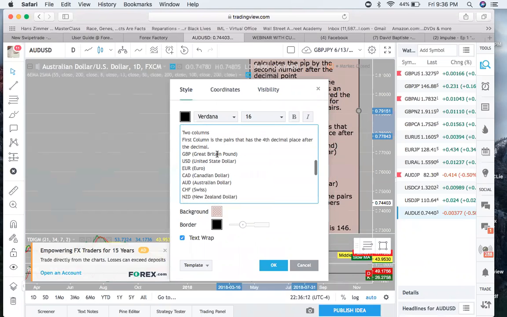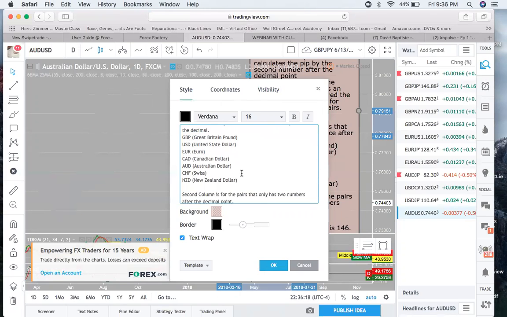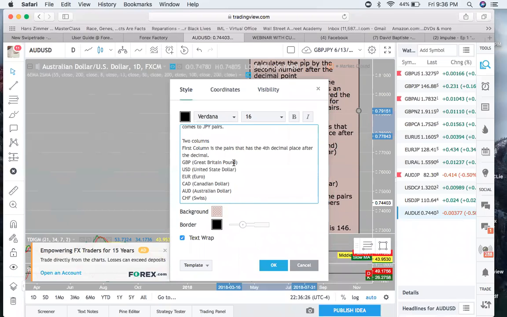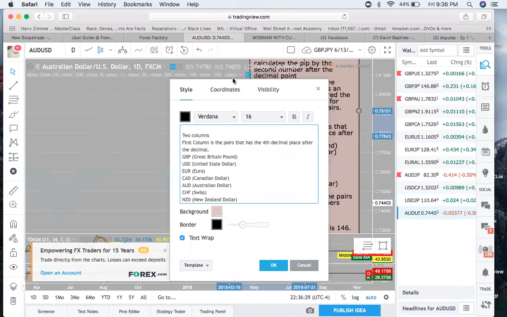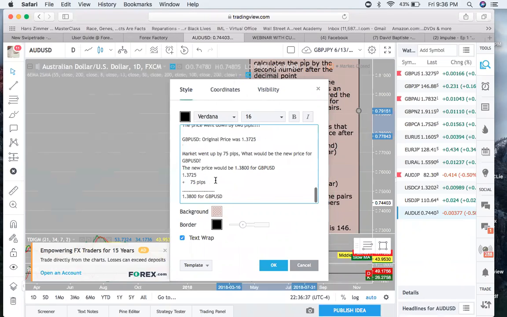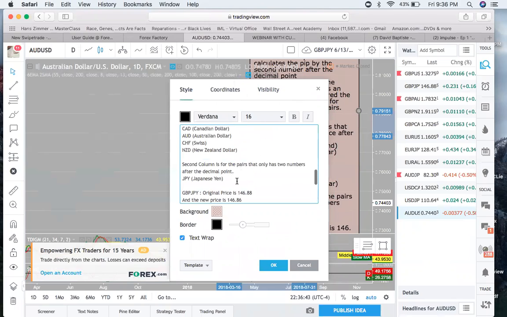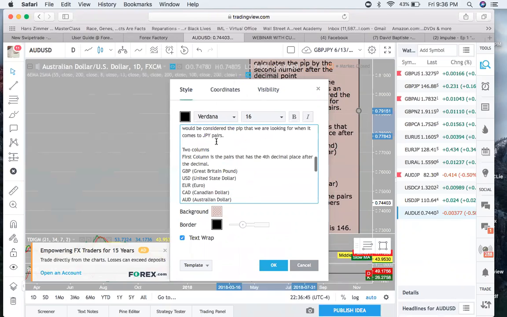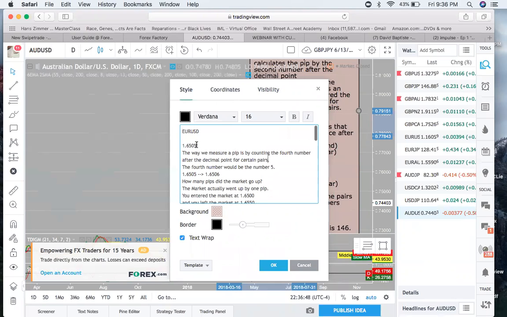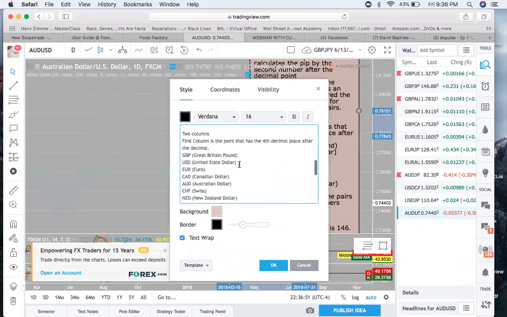So I drew out two columns for you guys once again, just to refresh. The first column is GBP, USD, Euro, Canadian dollar, Australian dollar, Swiss franc, and the New Zealand dollar. And these are the pairs that have four numbers after the decimal point. All right. And in the second column, the only pair that has only two numbers is JPY, okay, which is the Japanese yen. So we consider the 8 to be the pip, while we considered the 5 in EUR USD to be the pip.